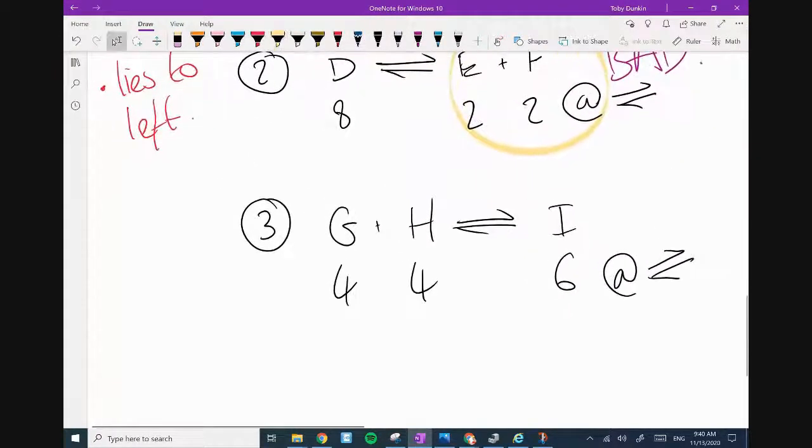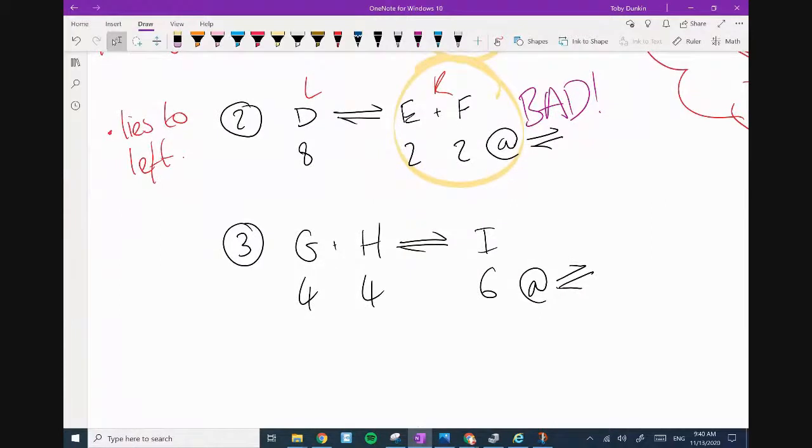Now, this one is an interesting one. It does lie to the right. Yeah, this one does. It lies slightly, I think that's very reasonable to put that. Slightly to the right, because I have more product.